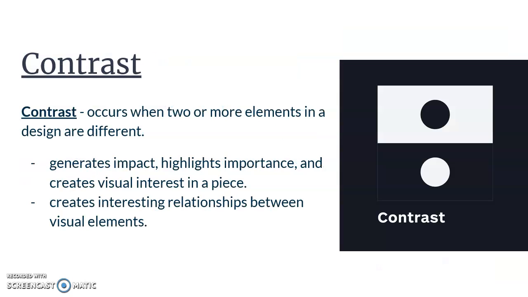So the next one is contrast. Contrast occurs when 2 or more elements in a design are different. It generates impact, highlights importance, and creates visual interest in a piece. It creates interesting relationships between visual elements. As you can see in the example to the right, that is contrast. They're both different, but they're kind of the same in a way.